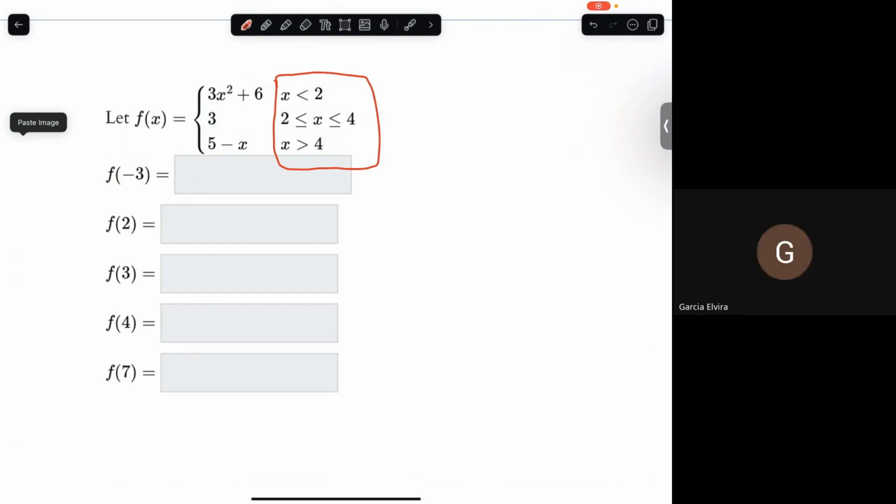No, it's not. So we're not looking at that part. Is negative 3 between 2 and 4? No, it's not. Is it less than 2? Yes. So this is the one we're looking at. So what we have to do is plug in negative 3 into this portion of the equation. So we do 3 times negative 3 squared plus 6.